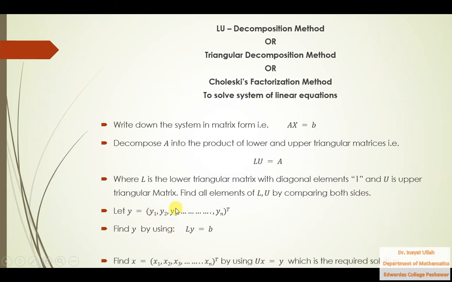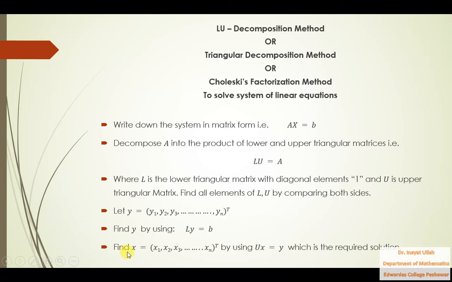y2 and y3. And the last step is we need to find the solution of the equation Ux = y. So find x, which is actually x1, x2, x3 and so on. This is in column form because T stands for transpose. We find this x by multiplying the upper triangular matrix, obtained from here, with x and equating it with y, which is obtained in the previous step, and that will be the solution of this system.